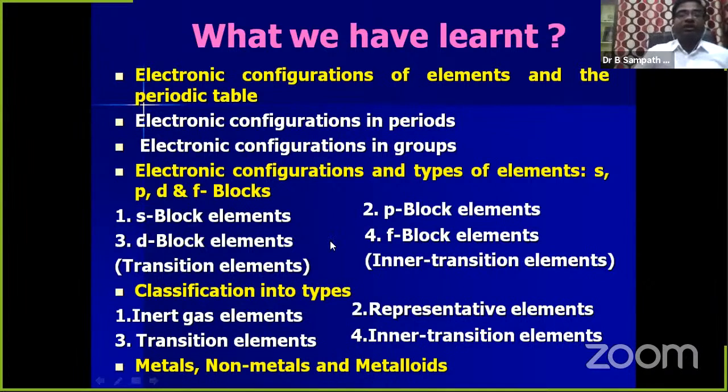So children, let us see what we have learned so far. Electronic configuration of elements on the periodic table, electronic configuration in periods, electronic configuration in groups, and electronic configuration and types of elements: s, p, d and f block. Here s block elements, p block elements, d block elements and f block elements. The next one is classification into types: inert gas elements, representative elements, transition elements, inner transition elements. And the next one is the metals, non-metals and metalloids. These are what we have learned in today's session, children.